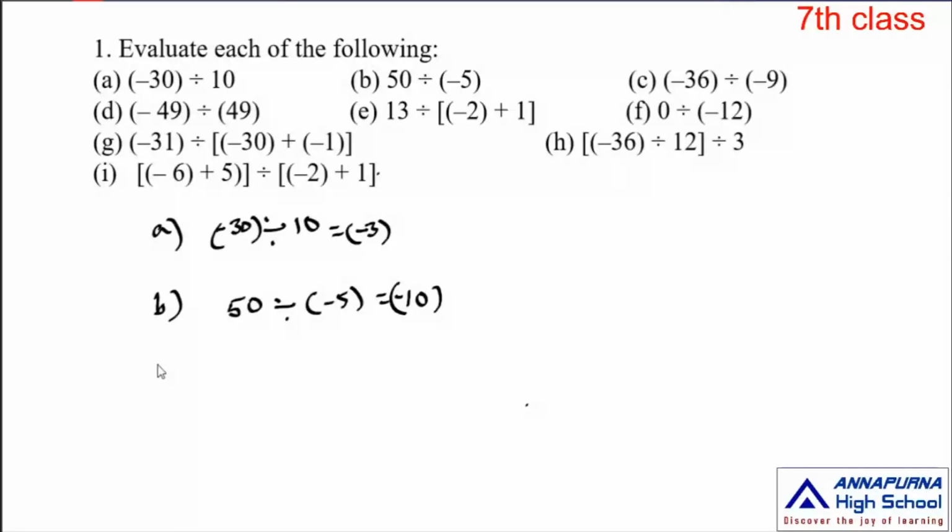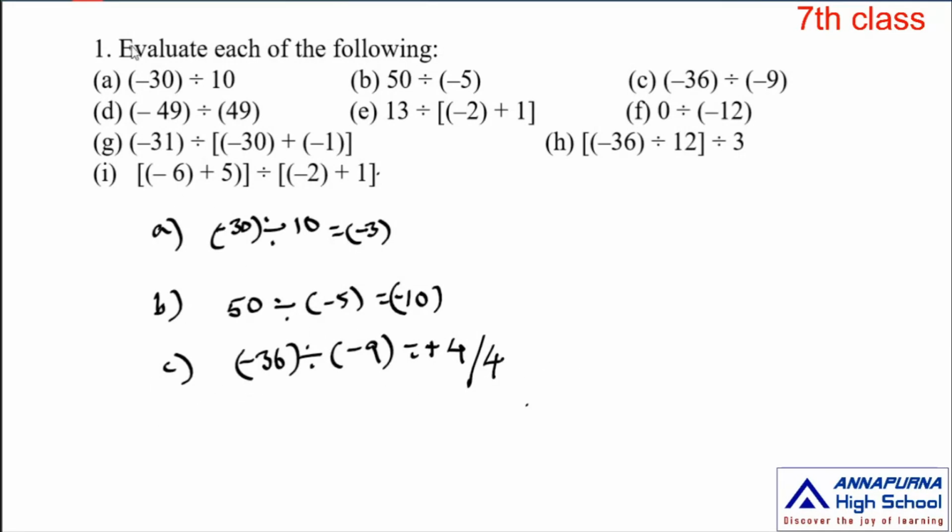So take the third bit, C. Minus 36 divided by minus 9. Here these two are negative integers. The quotient of two negative integers, as we know, is positive. In 36, 9 goes how many times? 4 times. Therefore, the quotient of two negative integers is positive, so plus 4. Usually, we omit the plus sign, so we can write it as 4.